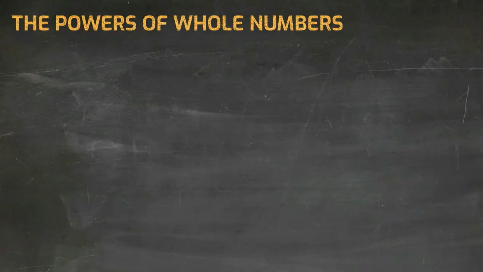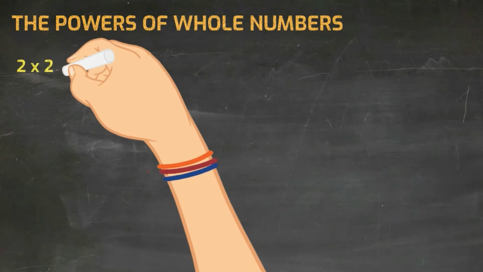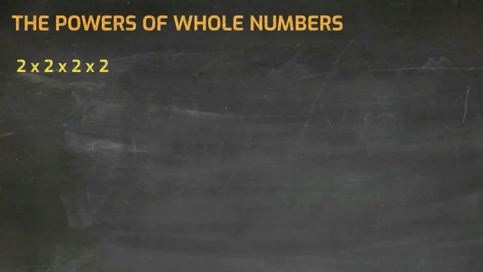In mathematics, there will be instances where a number is multiplied by itself repeatedly. Oftentimes, it is best that these expressions are represented using exponents for simplicity. For example, say we have this expression 2 times 2 times 2 times 2. This can be represented using exponents.